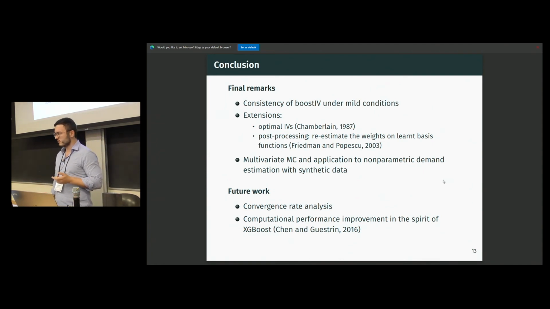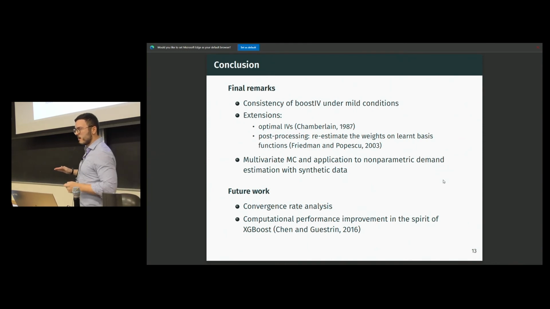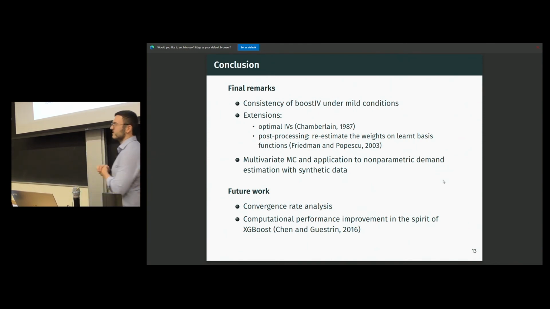We also consider a couple of extensions to our algorithm. The first one is how to construct optimal IVs in the sense of Chamberlain, meaning that they deliver the smallest asymptotic variance. And also, we talk about the post-processing step. That's actually a very interesting thing.